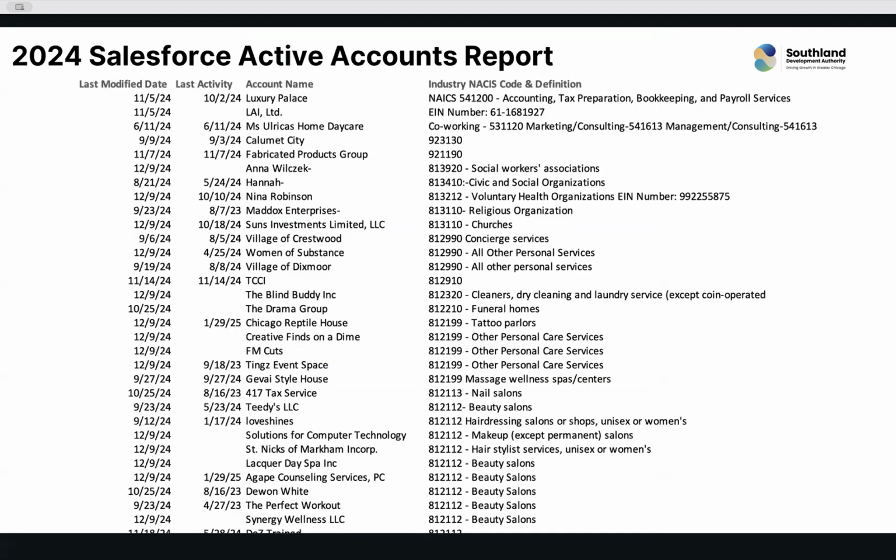The following report summarizes the active accounts SDA supported in 2024. It confirms how many businesses we worked with and shows the sector-based distribution of our engagement. This snapshot serves as a verification tool to ensure our impact calculations are grounded in real data from the field.